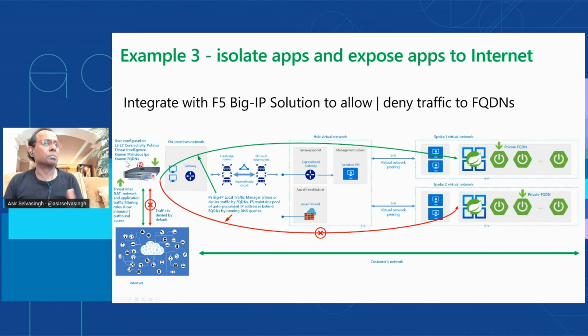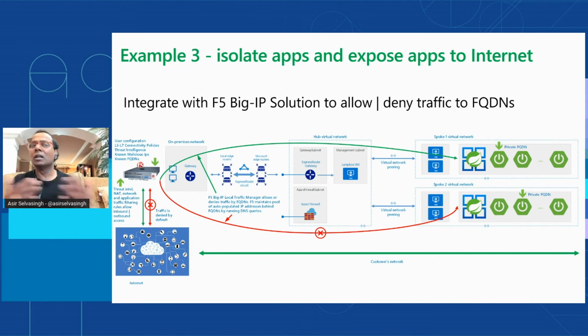And F5 is pretty good as well. It has local traffic managers. It allows the traffic to be denied or allowed based on the FQDNs. F5 maintains a pool of auto-populated IP addresses so that it can resolve to the DNS name. Now, we have shown you three arrangements.